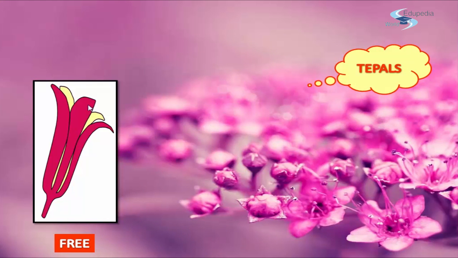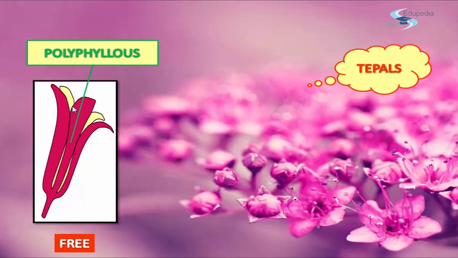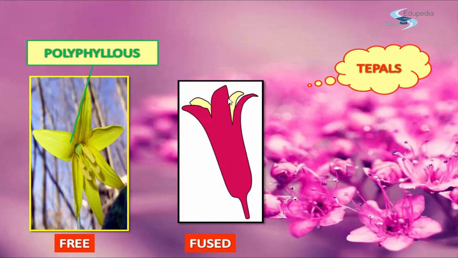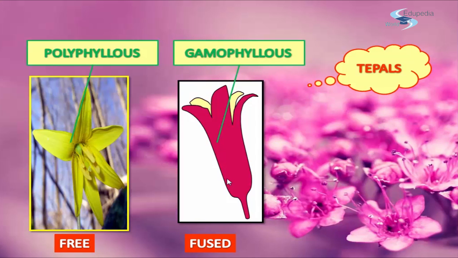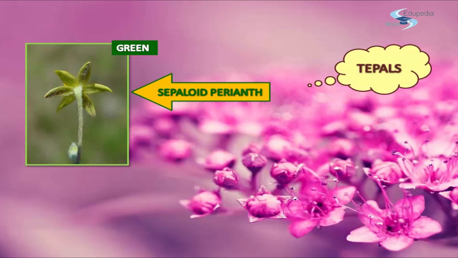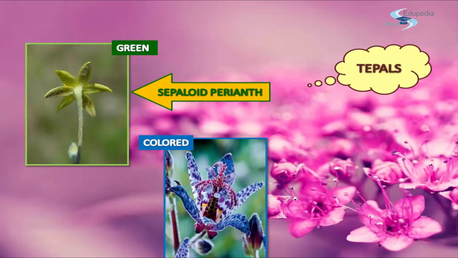First is free. As you can see, all tepals are in a free state, hence it is called polyphyllous. It is seen in this flower. Now comes fused, that means all tepals are in the fused state, hence it is called gamopetalous. See, this is green in color. This is sepaloid perianth, and this is colored, hence it is petaloid perianth.